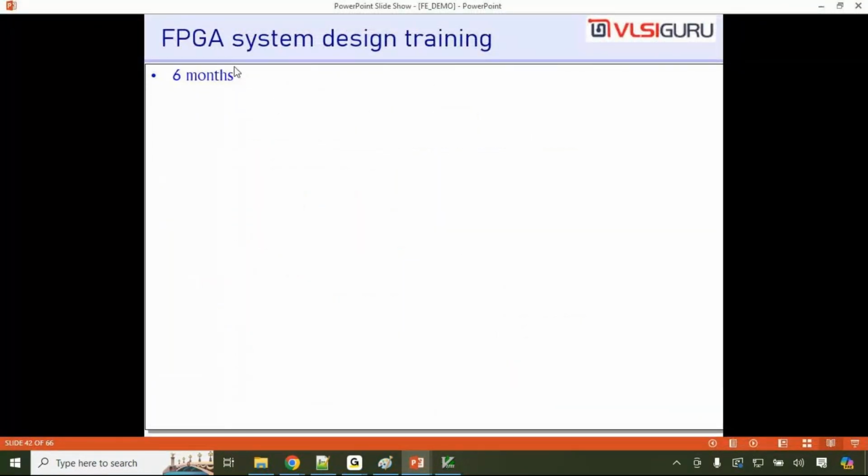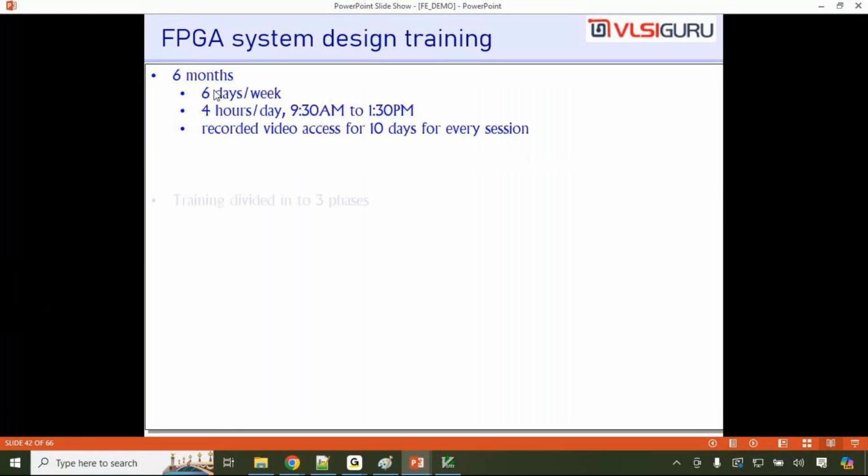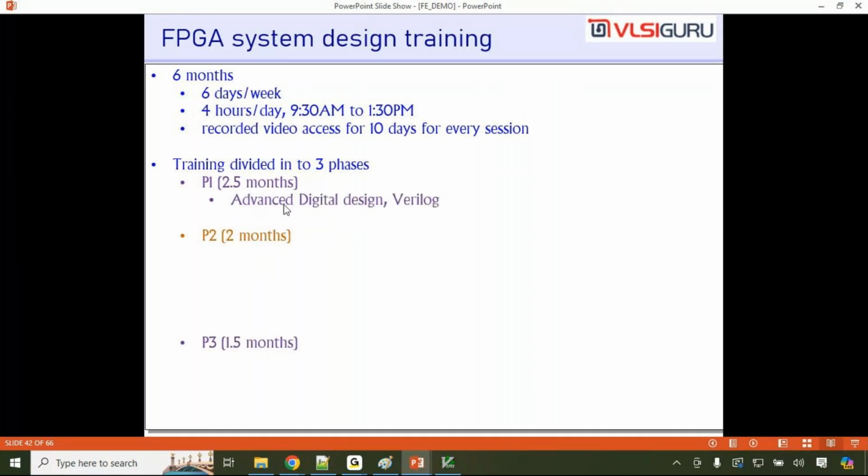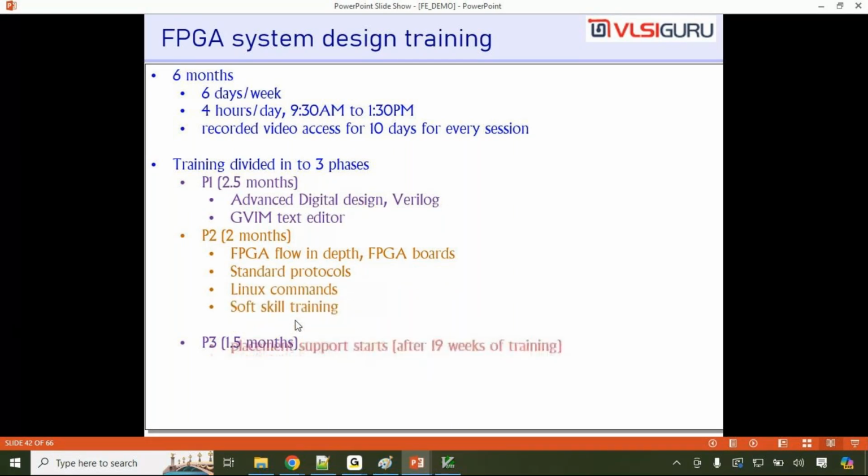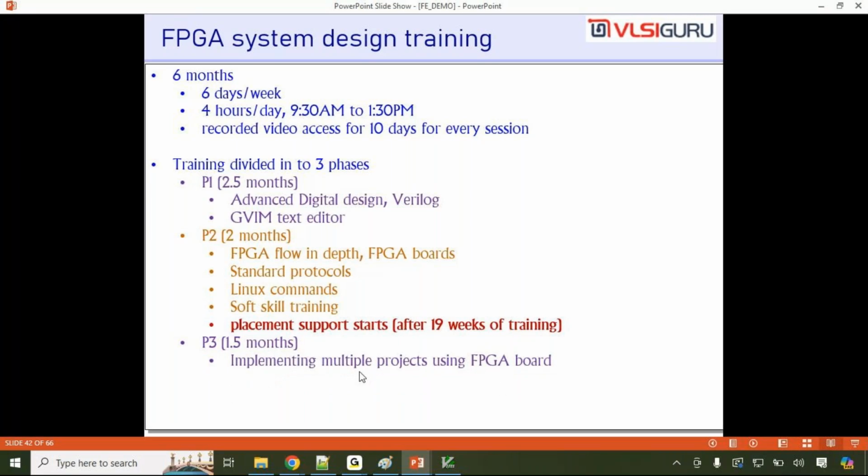Similarly, for those who want to join the FPGA course, it's a 6 months course, 6 days per week, same thing. Training is divided into 3 phases. Initial phase 1 will be the same as the normal functional verification flow. Whatever you do in functional verification, 2.5 months will be exactly the same. The later 2 months will be FPGA flow in depth, FPGA boards, standard protocols, Linux commands, and soft skill training. And the last 1.5 months will be actual implementation of the FPGA on the FPGA board. Phase 1 and phase 2 help in getting a job, and phase 3 is where you actually learn the core FPGA flow.